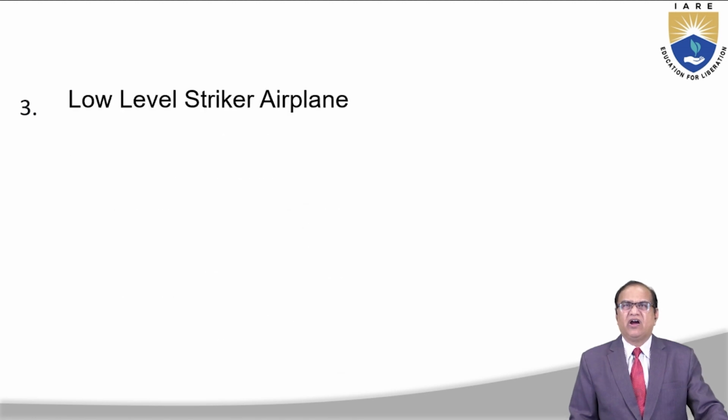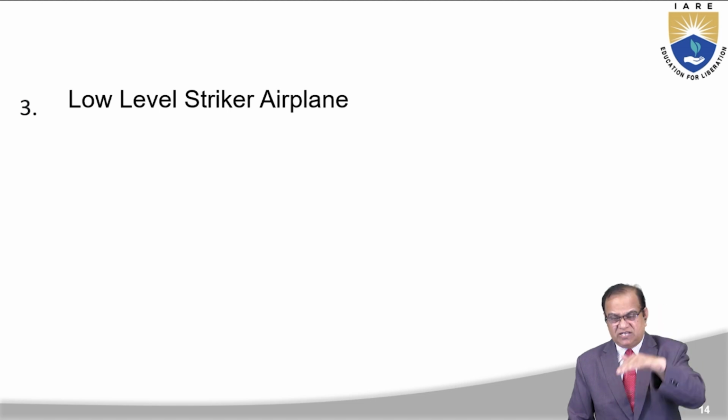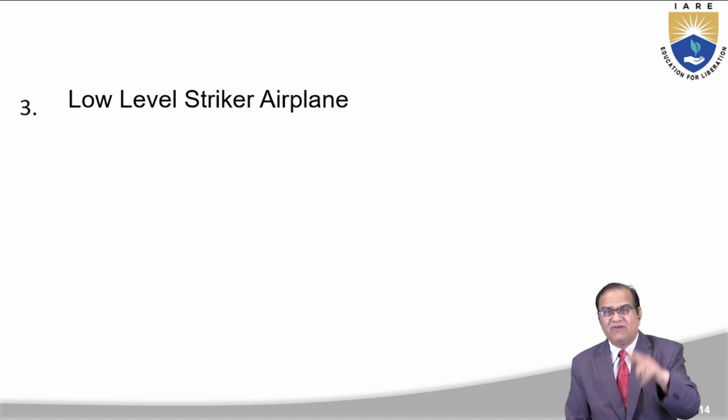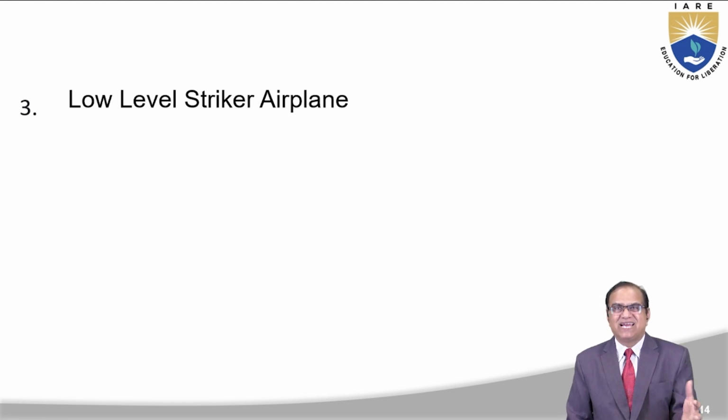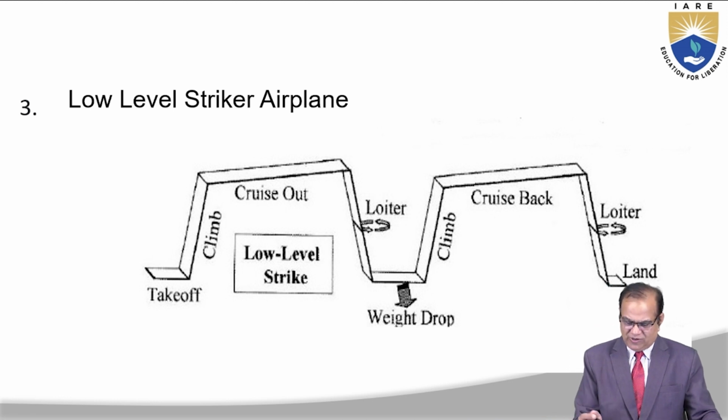Now, next, let me talk about the low-level striker airplane. Low-level striker airplanes are military aircraft, fighter aircraft. They will fly, they will hit, they will come down to low level. From there they will fire bombs or missiles, and like this the profile goes. You can see here, it is not landing on the ground, but is maybe some 500 meters or 1 or 2 kilometers above the ground.